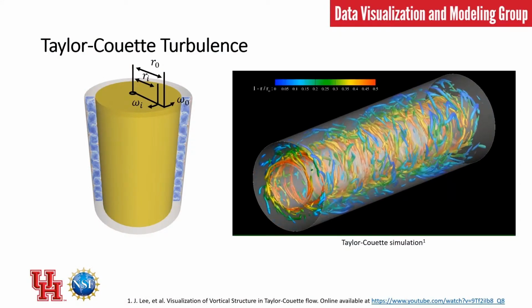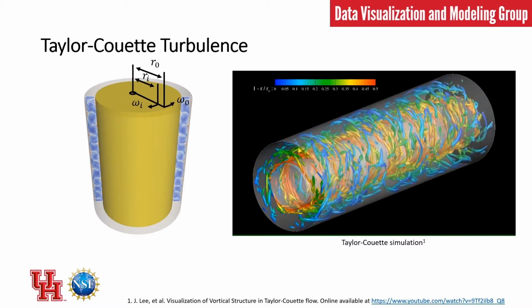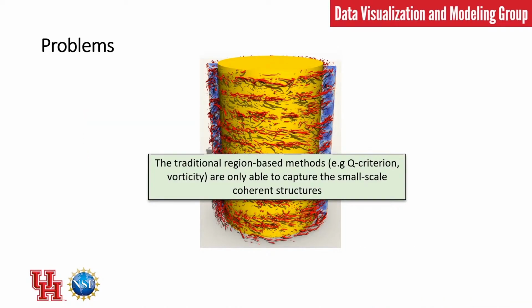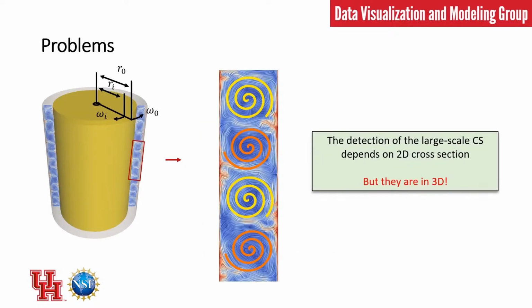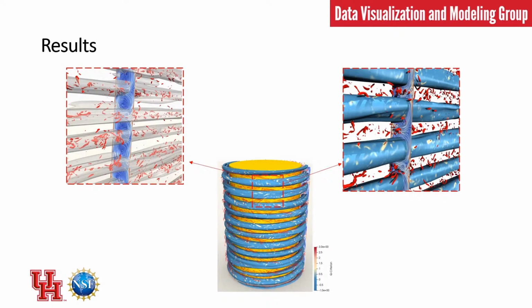Taylor-Couette flow is a turbulent fluid motion created in the gap between two rotating cylinders. The traditional region-based methods are only able to capture the small-scale coherent structure. The detection of the large structure depends on the 2D cross-section, which is not the true configuration. We adapt the feature level-set methods and density estimation to combine multiple attributes and use them as a filter to separate large and small-scale structure.